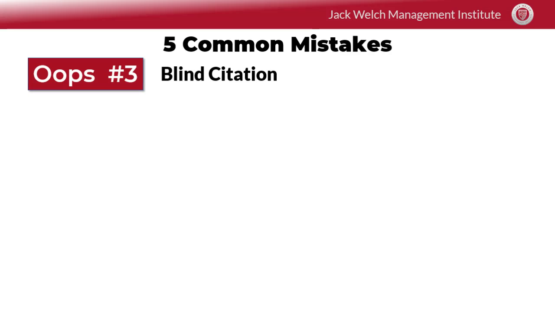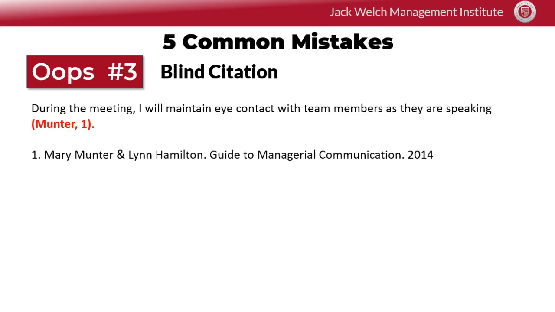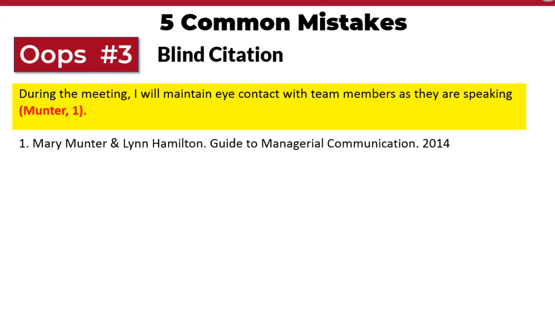Oops number 3 is the blind citation. An in-text citation by itself is blind. It can only refer to the name of the source. You, the writer, must make it clear what information from the source is being used. Here's our example. During the meeting, I will maintain eye contact with team members as they are speaking. Munter. Well, maintaining eye contact is always a good idea. However, it's not clear what contribution Munter made to the author's statement.